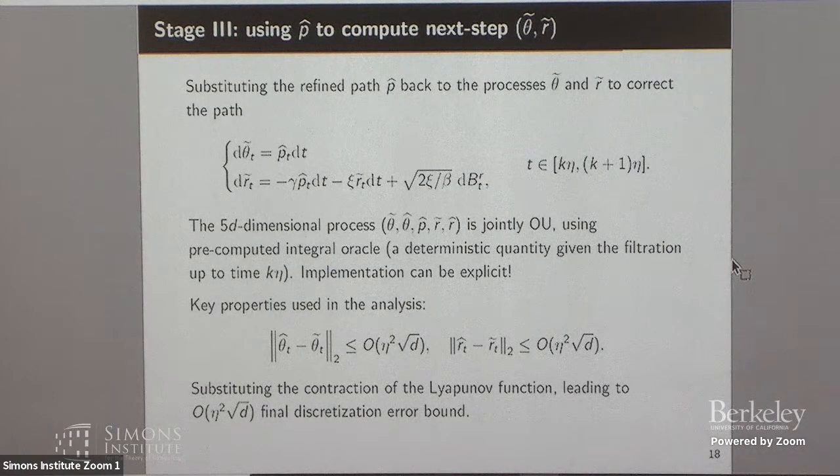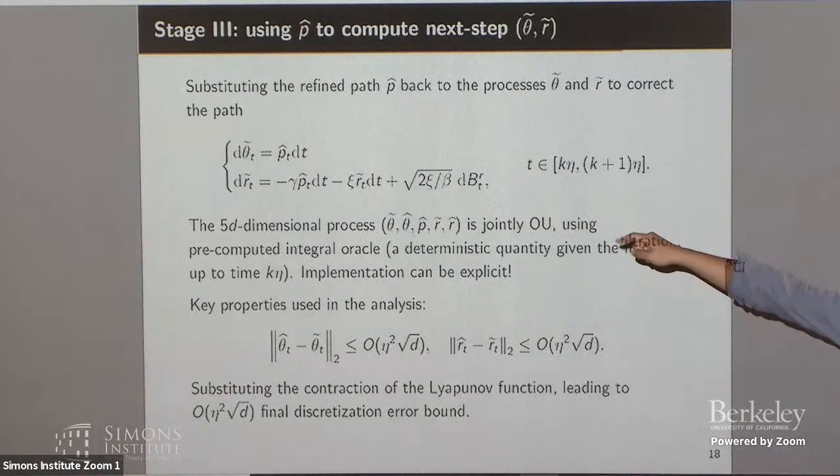And here's the last stage of our construction. So basically, this part gives you the final approximation for theta tilde and r tilde in the last step. And the way we do that is we make use of the p hat process. We know that p tilde is something we have conceptually in mind. P hat is what we really use in the construction. But they are not too different, as I just said. Their difference is bounded by order eta squared times root d.